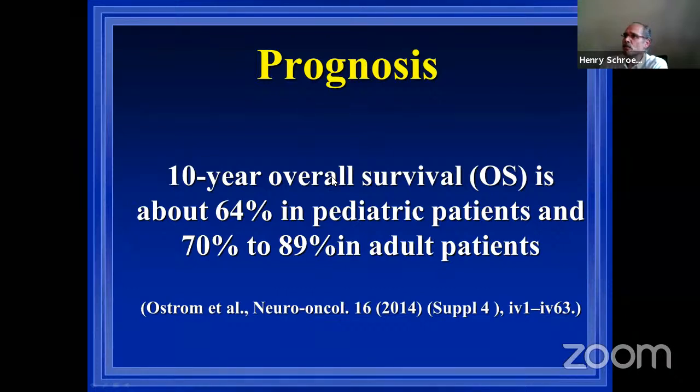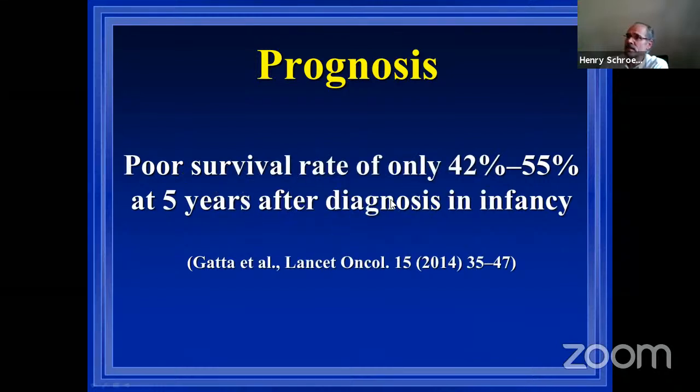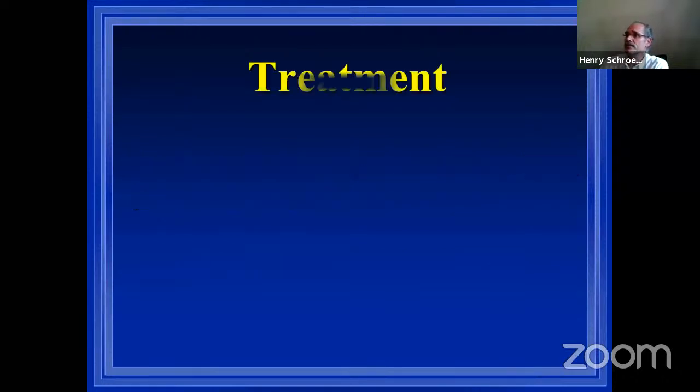So when you look at the prognosis of ependymomas, you see the 10-year overall survival in the pediatric population is worse compared to the adult population. This goes up to 90% with a good survival. And if you look at the very young in infancy, we have a very poor survival rate of only 50% at about 5 years. So there's clearly a difference in the behavior of these tumors. It's not the same. It's like with GBMs. We have aggressive GBMs, and then we have more benign courses also in GBMs.